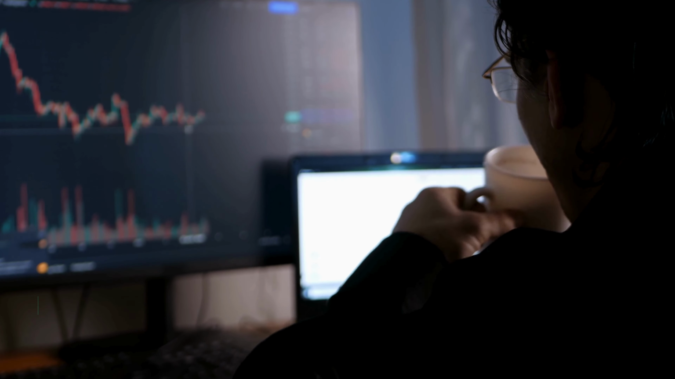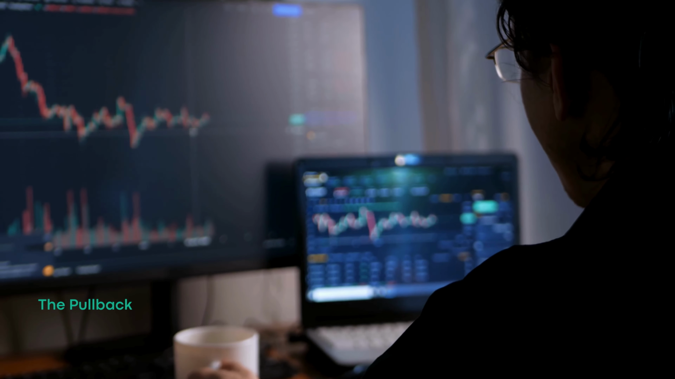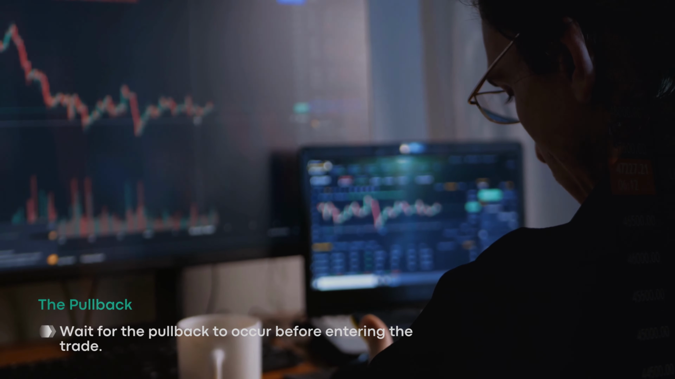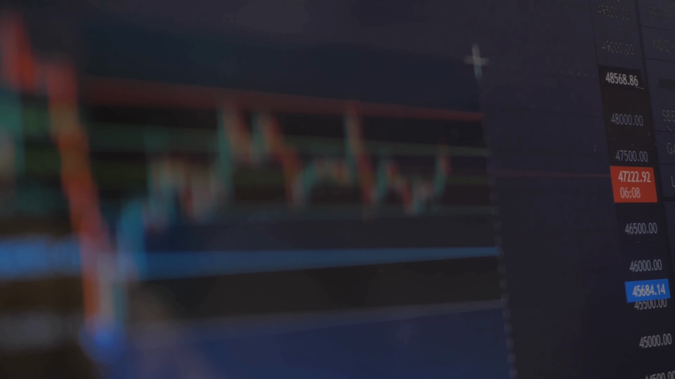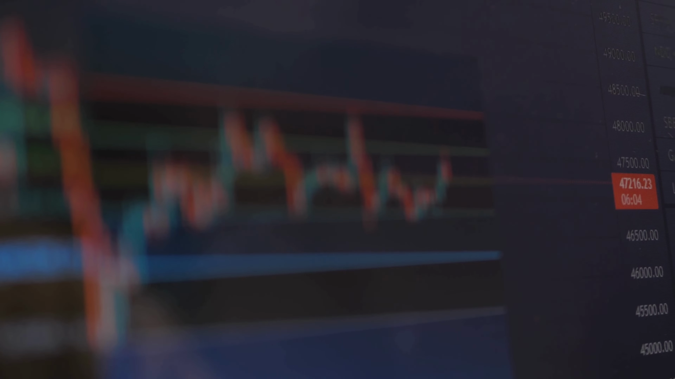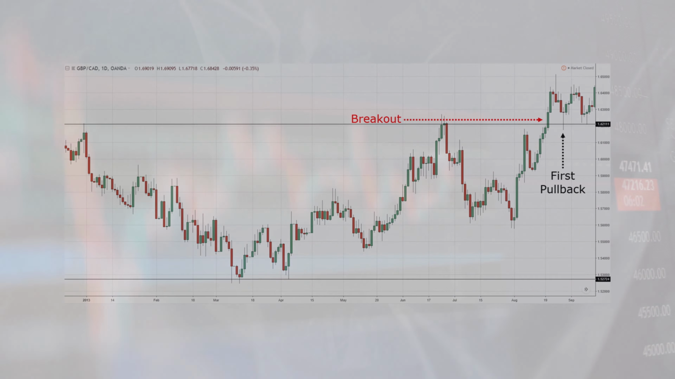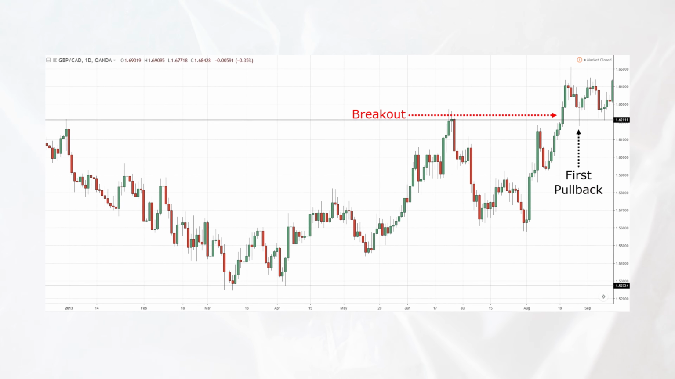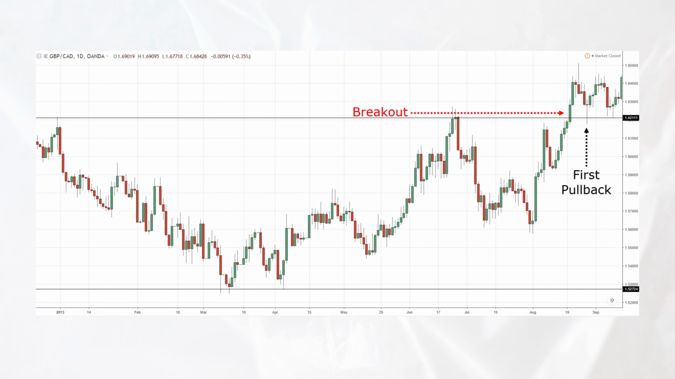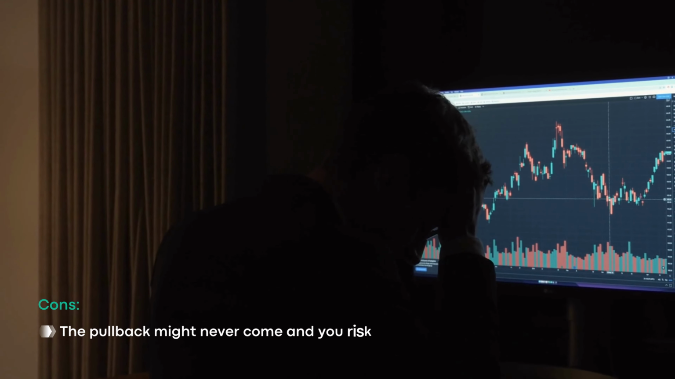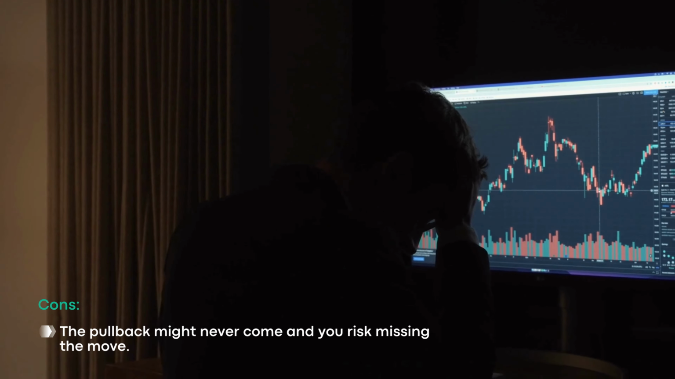Number 3, the pullback. Lastly, you can wait for the pullback to occur before entering the trade. For example, when the price retraces to previous resistance, turns support, and forms a bullish reversal candlestick pattern. Here's what I mean. This setup offers a favorable risk to reward as you're entering at an area of value. Previous resistance turns support. Cons: the pullback might never come and you risk missing the move.